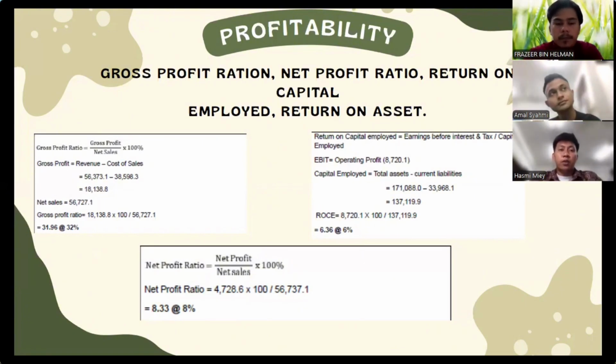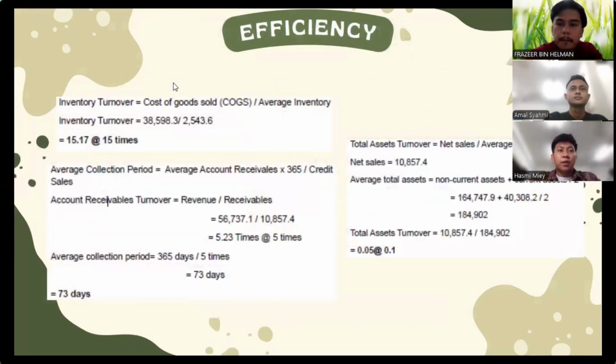The third is return on capital employed. The return on capital employed for TNB is 6.36%, indicating a lower return on the large amount of capital invested in the business. So the next slide is efficiency ratio for TNB company. The first is inventory turnover. Inventory turnover for TNB is 50.17 times, showing effective inventory management.